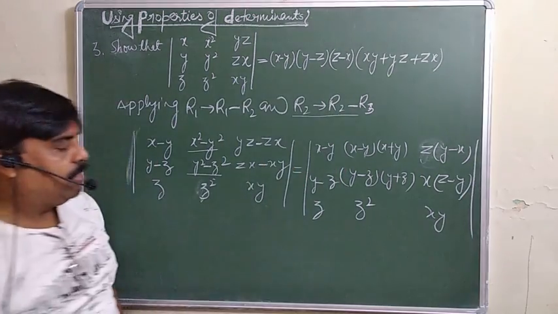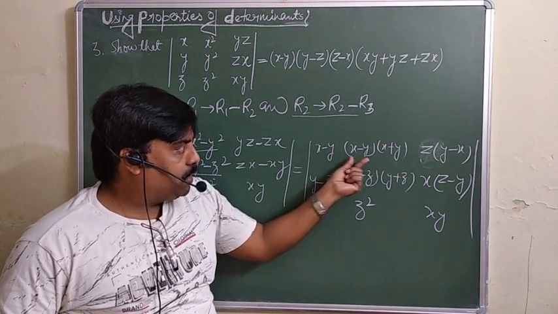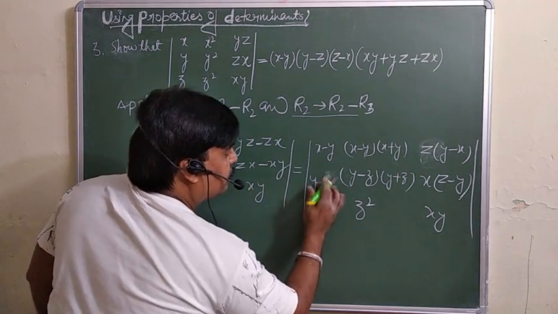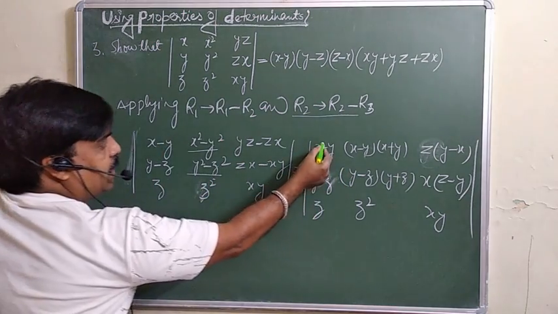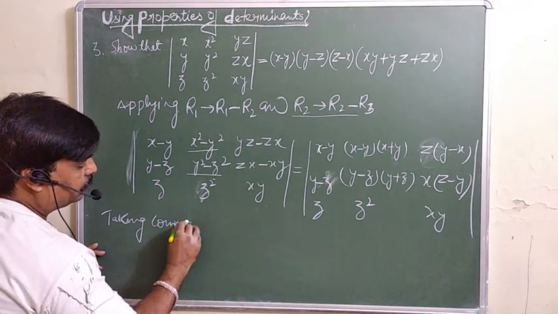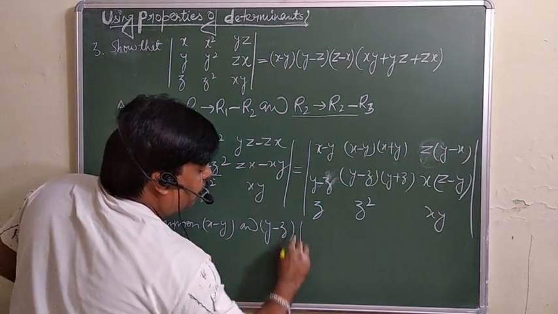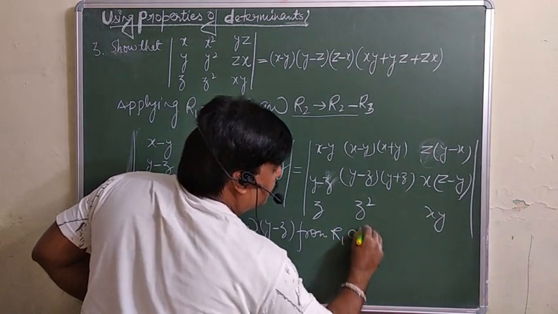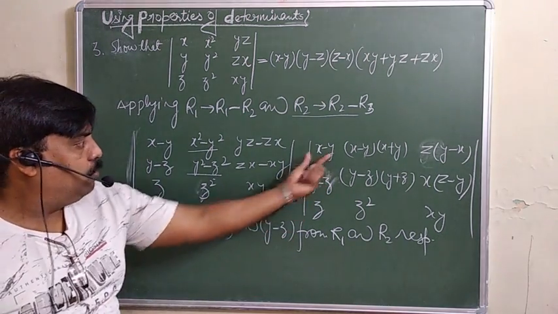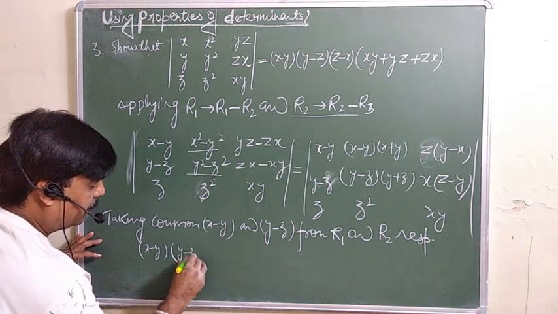See now what we can do. Look here: from the first row we can take out x minus y as common, and from the second row we can take out y minus z as common. So just taking common x minus y and y minus z from R1 and R2 respectively. We are going to take the common from here. So if from here you take x minus y as common, and y minus z from here, what will you get?